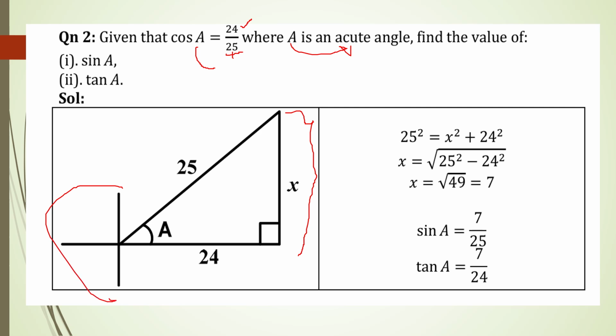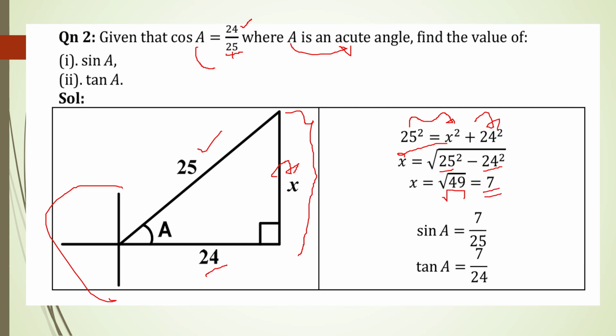So since they gave us cos is the same as adjacent, which was given as 24, divided by hypotenuse, which was given as 25, we have to find the opposite side, and we are going to do that by Pythagoras theorem. According to Pythagoras theorem, 25 squared is the same as x squared plus 24 squared. If you make x the subject, we have to get 25 squared minus 24 squared, and then we are going to remain with root of 49. And square root of 49 is going to be the same as 7.